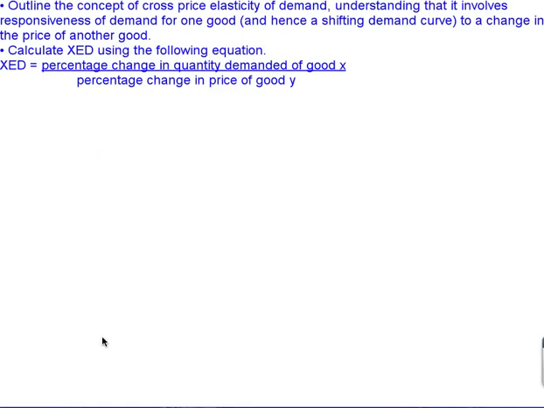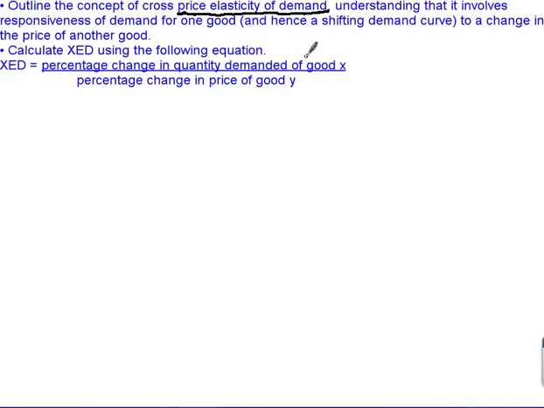Alrighty, welcome back. Today, in this lesson, we're going to be looking at what they call cross-price elasticity. Cross-price elasticity is kind of a fancy term, but all it means is it's a way to calculate whether two products are complements to each other or if they are substitutes to one another. And that's really all it is.